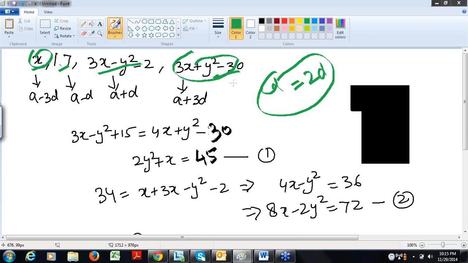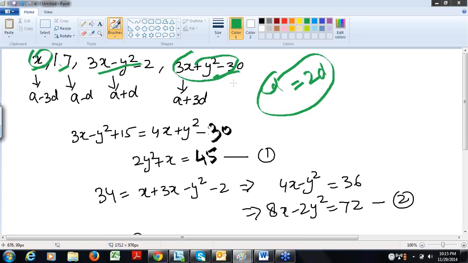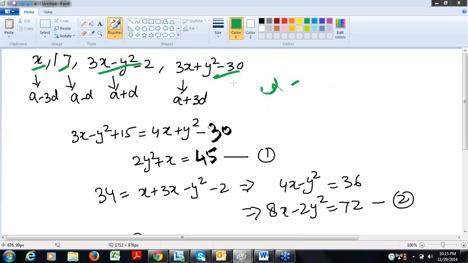Now consider these three. Double of the middle number will be equal to x plus 3x minus y square minus 2, since these three will also be in arithmetic progression. So double of this, that means 34, is equal to x plus 3x minus y square minus 2. That means 4x minus y square minus 2, so 4x minus y square is equal to 36.